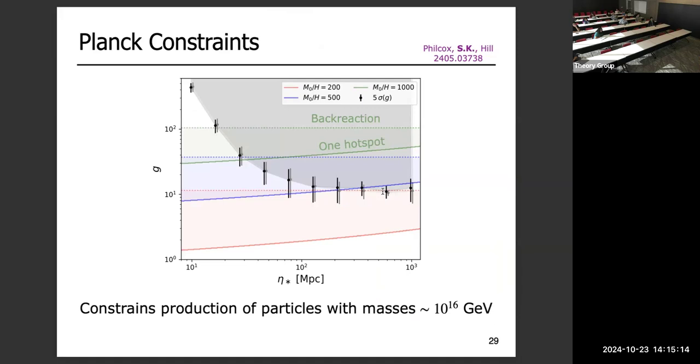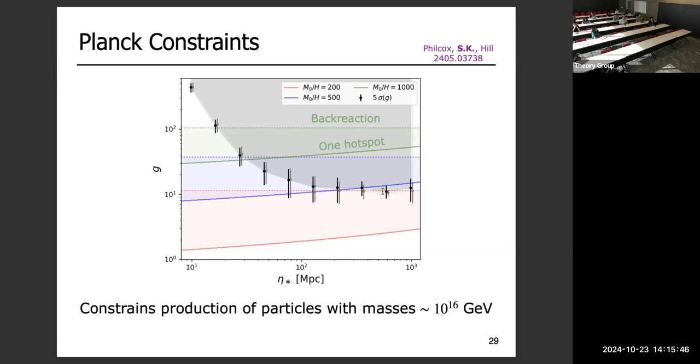So here is, for example, this coupling G as a function of eta star. And this gray area basically, if your model parameters were in here, then you would have produced just a single spot, but that individually would have been so bright that you'd have seen it in the data. Okay, so this region is constrained by just looking for a single bright spot across the entire sky.